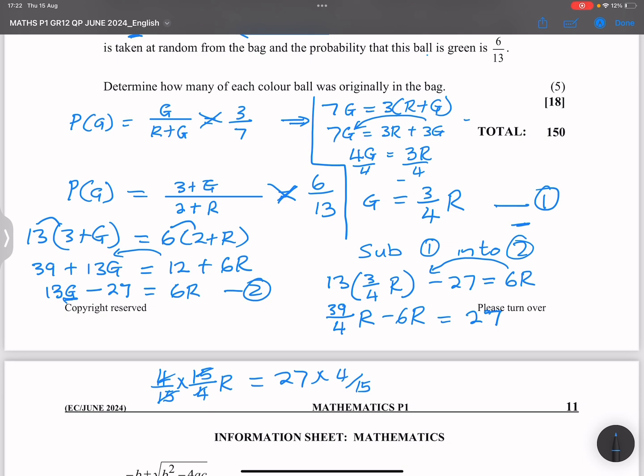So that means that the number of red balls, or maybe we can find the green balls first. Let me see if I did that correctly. So that's 13 over 4. Okay, that's 27. Okay, right, so I get 7.2, the number of red balls.